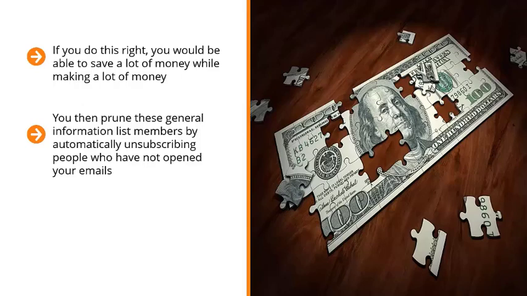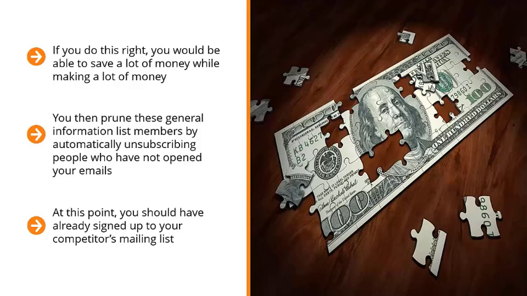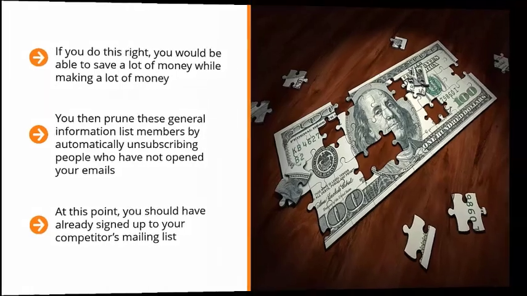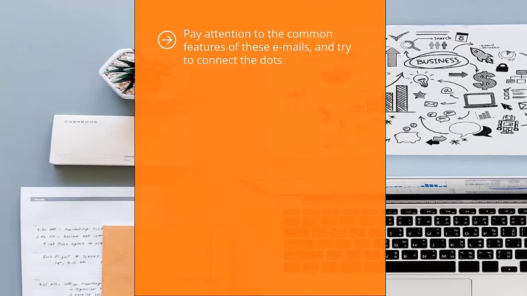Be aware of your competitor's industry standard list segmentation. At this point, you should have already signed up to your competitor's mailing list. You should already know the topics that they send updates on. You should also be very familiar with the content of their updates. Pay attention to the common features of these emails and try to connect the dots. How do they segment their list members? Which of the general strategies described above are they using? Once you are clear as to their segmentation strategy, you might want to start there.